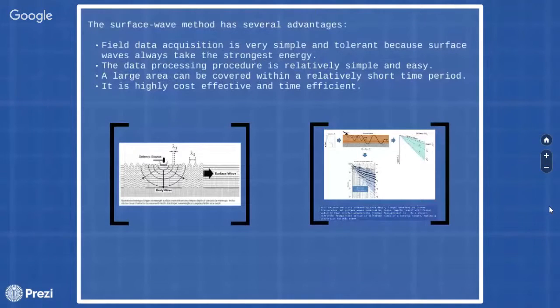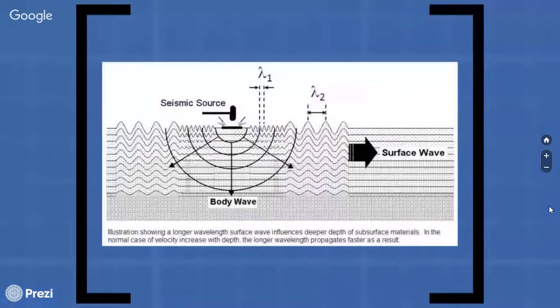And the third one is the surface wave survey method. When seismic waves are generated, there is a special type of wave propagating along the free surface, called surface wave, whose penetration depth is wavelength dependent. The longer wavelength influences the deeper portion of the Earth. Because of these properties, surface waves are generally dispersive.